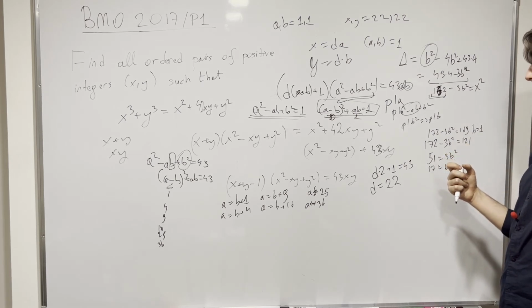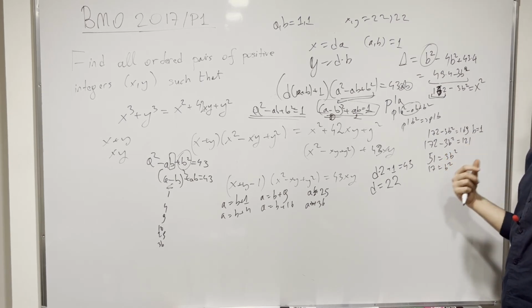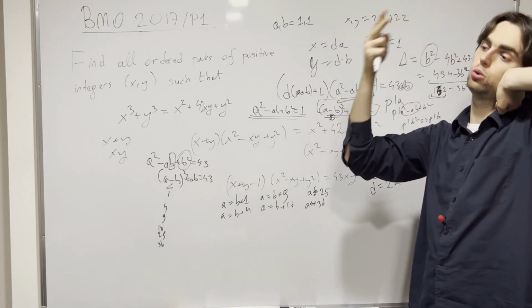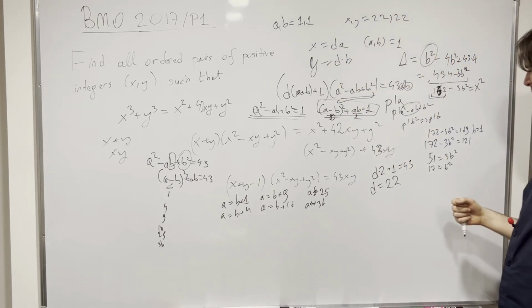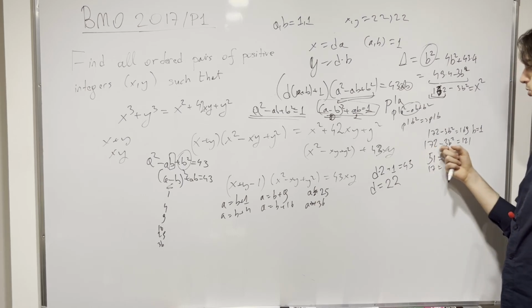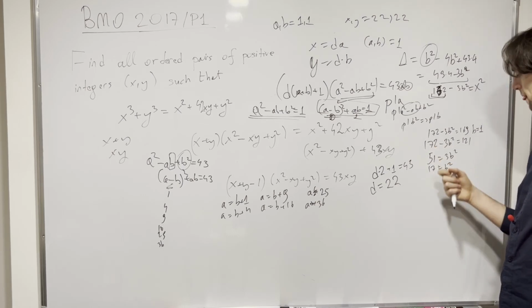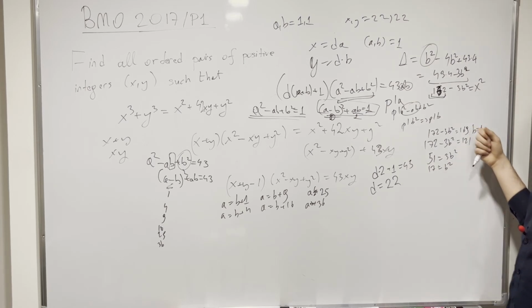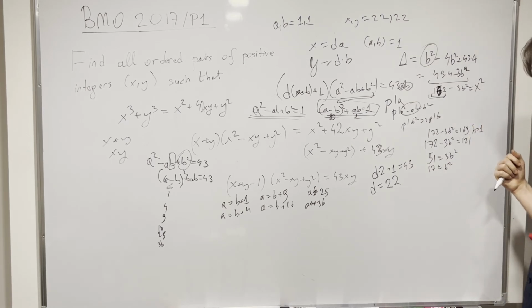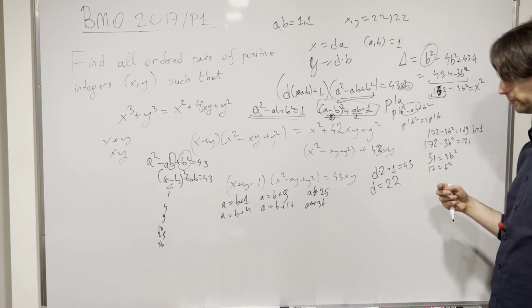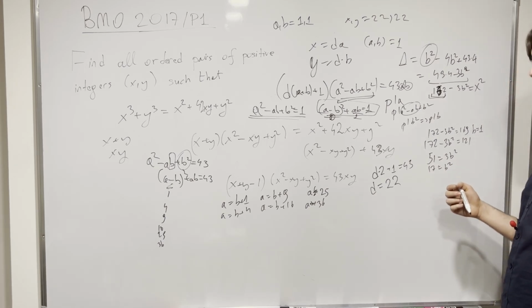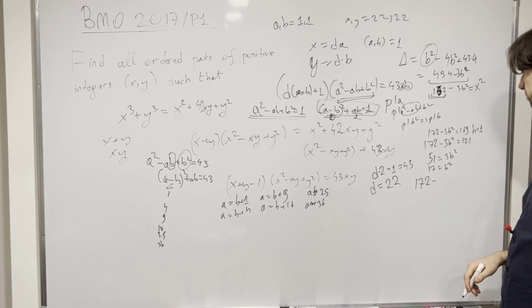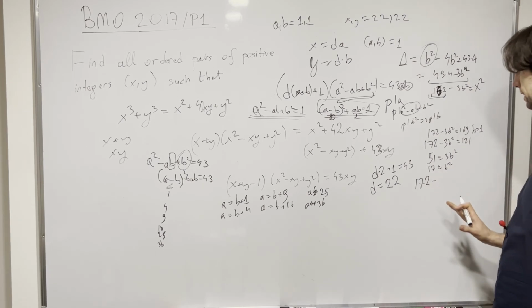And so 3b squared can only be 3 or 2 or 0 modulo 5. So we either need the number to be divisible by 5 or give a remainder of minus 1 when the square is divided by 5. So I'm just going to do the cases. 172 minus, actually we'll see how bored I get.